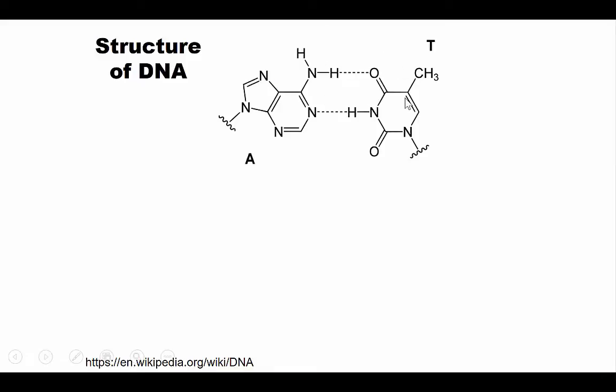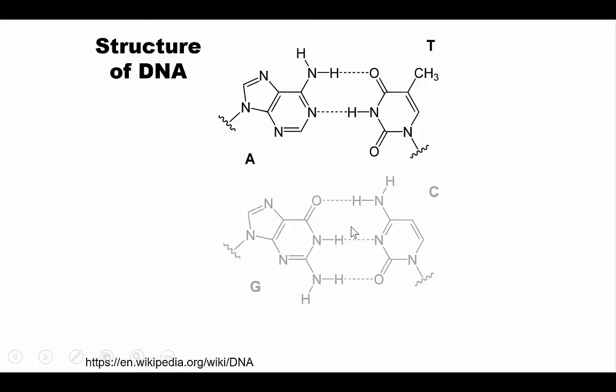A is matching with the T with two hydrogen bonds. Depending on those directions, this side is the big groove, the major groove. And the inner side here, this is the connecting side to the ribose, and this is the minor groove.